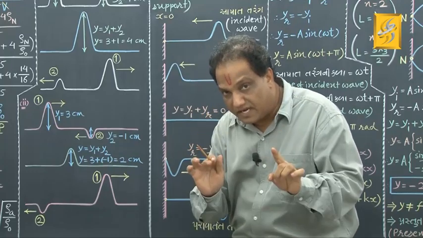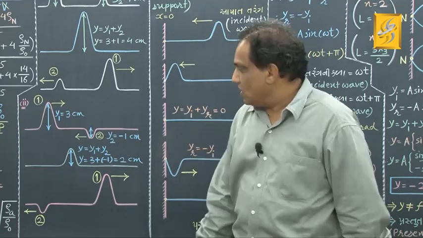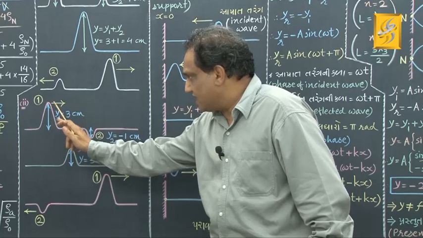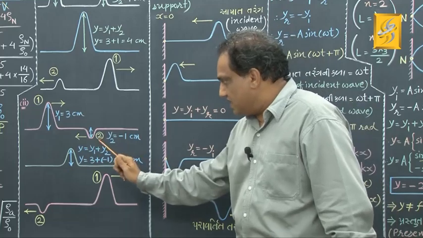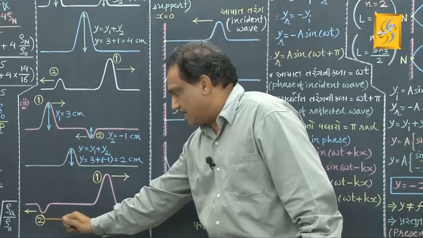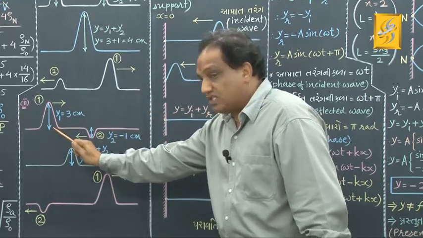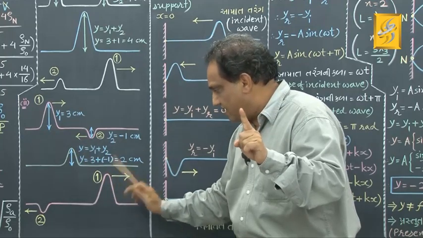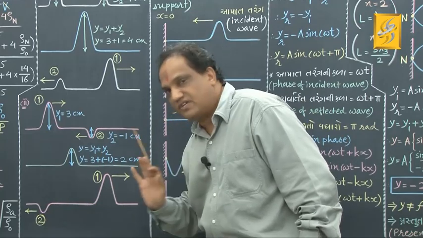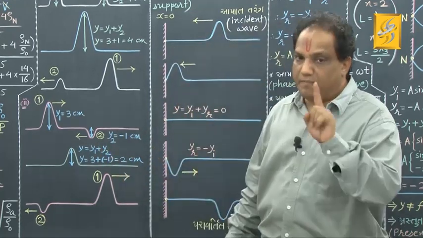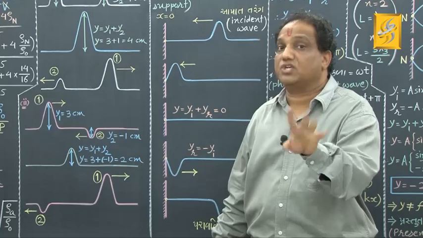The pulses will maintain their direction of propagation, will maintain their shape, will maintain their amplitude. Look, the first pulse was moving towards the right hand side. After the superposition, it still moves towards the right hand side. The second pulse was propagating towards the left hand side, and still the second pulse is propagating towards the left hand side. The first pulse was in the form of a crest, here also in the form of a crest. The second pulse was in the form of a trough, here also the second pulse is in the form of a trough. So, in this case, the pulses maintain their direction of propagation, their amplitudes, and their shape.